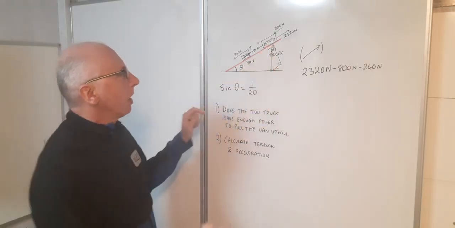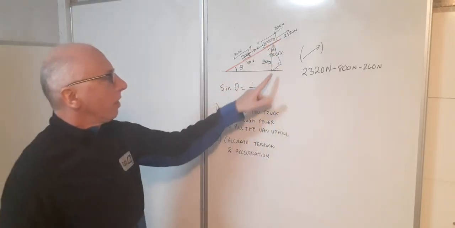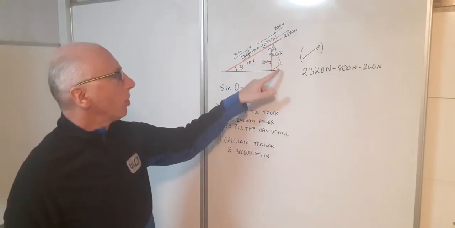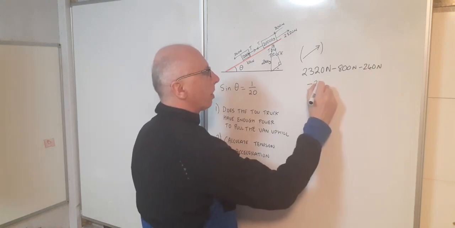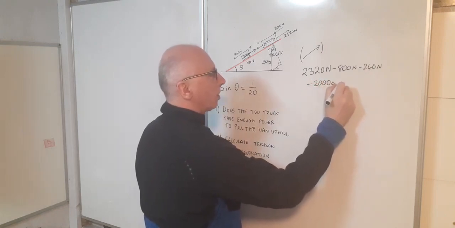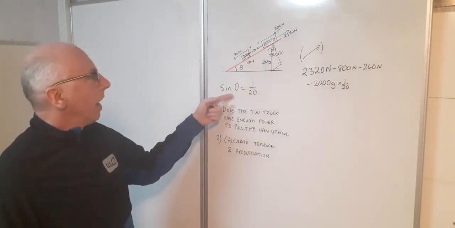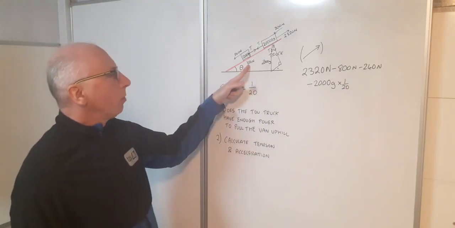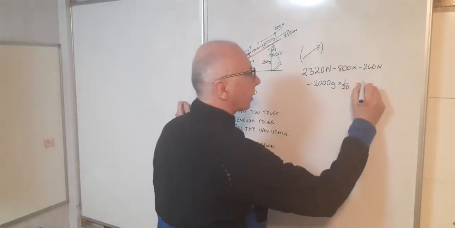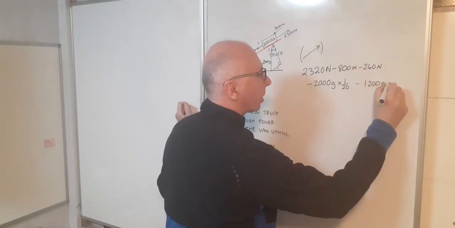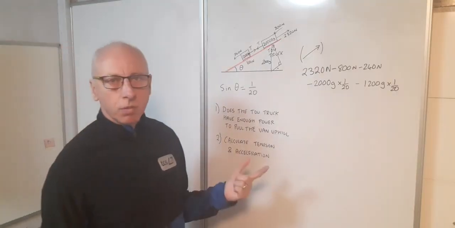So it's 2,000 kilos, so it's 2,000 g, and sine theta is 1/20. So we subtract 2,000 g times 1/20, that's our sine of theta. Then we do the same for the van, except this time the mass is 1,200. So we subtract 1,200 g times 1/20. If we calculate that, that's our resultant forces.